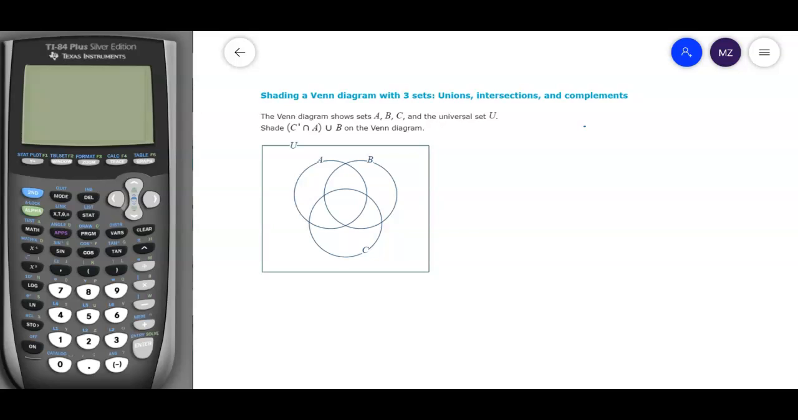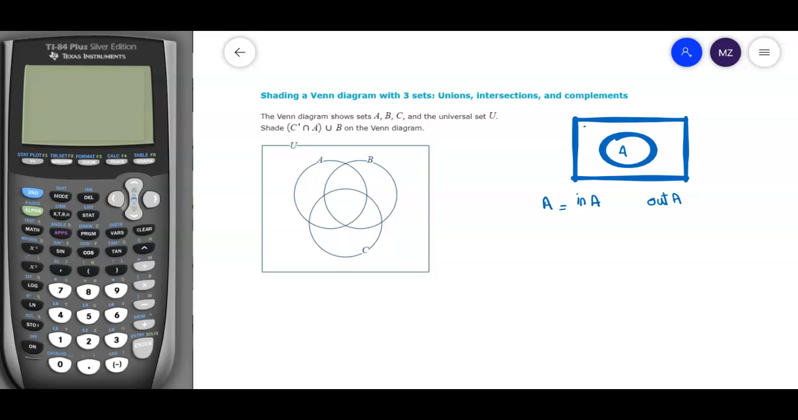So for instance, this is my Venn diagram, and this is my circle, so this is the A. What I'm going to be indicating is either you're in A or you're out of A. In A, basically this is A, the set A. Out of A, basically the complementary, so this is going to be A prime.